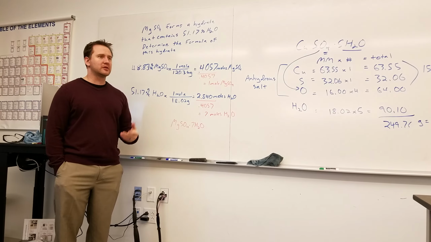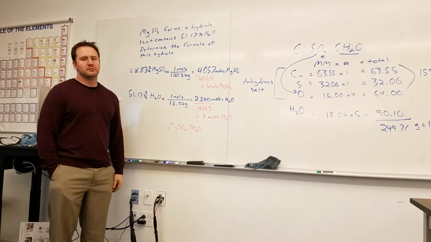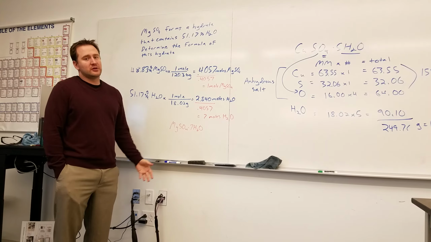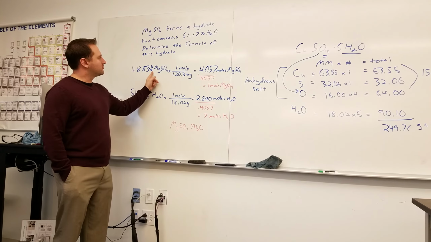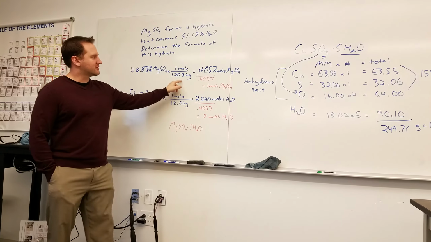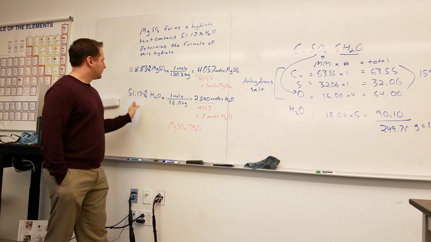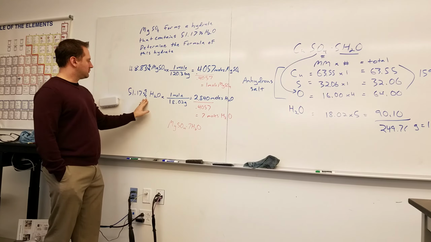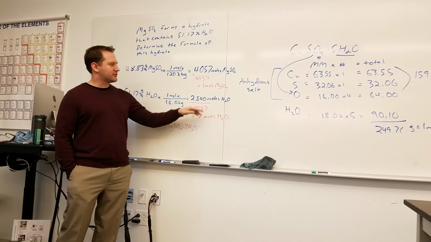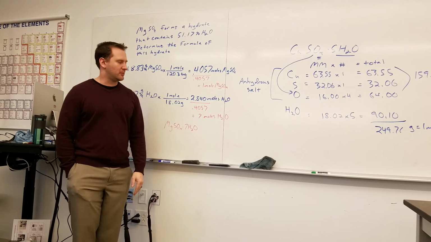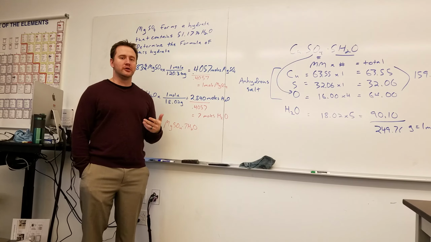Again, remembering that whenever you're given a percentage, you just need to convert the percent sign to grams in order to get to moles. Then when you have grams, you can always go to moles. So 48.83 grams of magnesium sulfate, that being the molar mass, gets you 0.4057 moles of magnesium sulfate. For the water, assuming that's grams, you divide by the molar mass of water, and you get 2.840 moles of water.